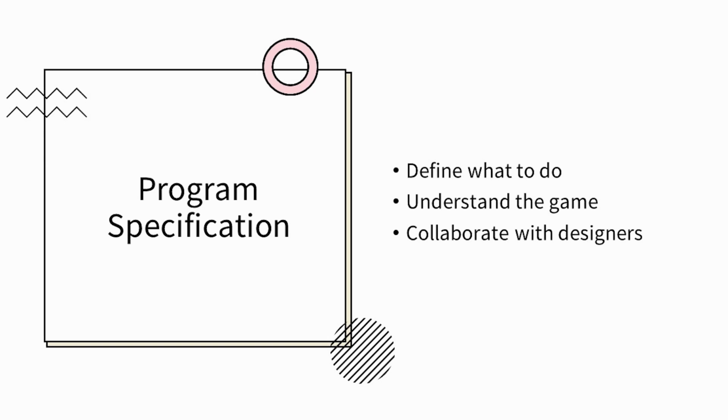This requires them to first understand the game, which is what they'll do at brainstorming. They also need to collaborate with the designers to plan for what components are going on the robot, such as the number of drive motors and what sensors they are planning to use.